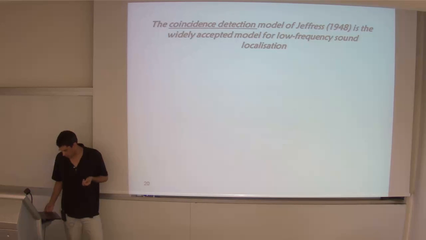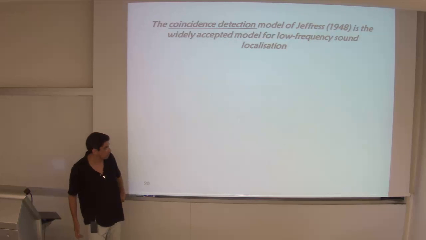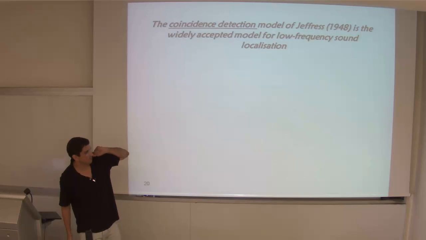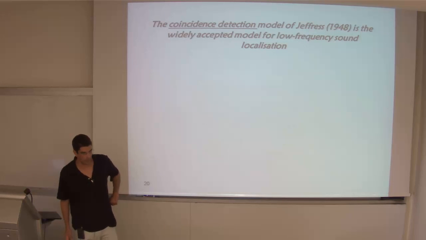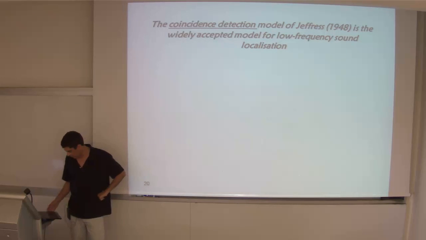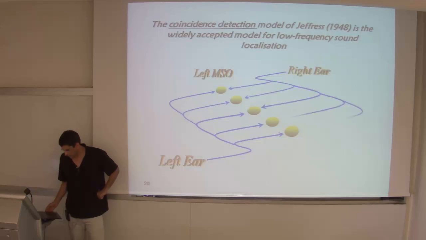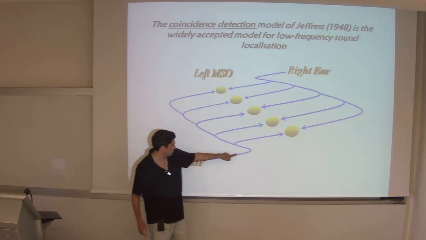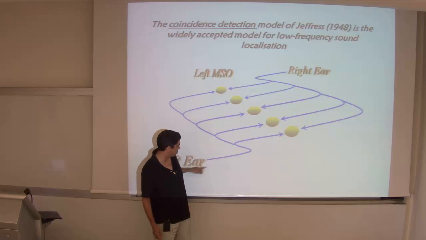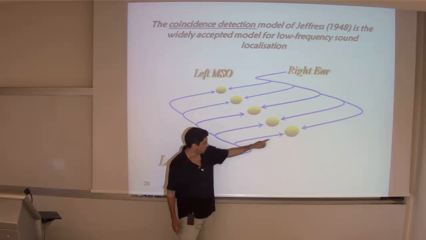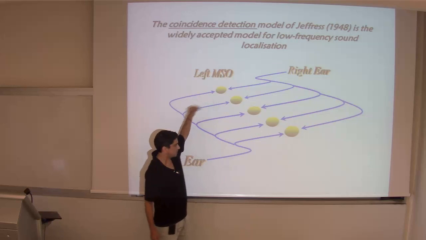And the idea, before we even recorded from these regions, was that this can be computed by a coincidence detector. This is called the Jeffress model. The idea is that there are delay lines based on axons, actually the cables of the axons. So if input comes here, it will first hit the first neuron, etc., etc.